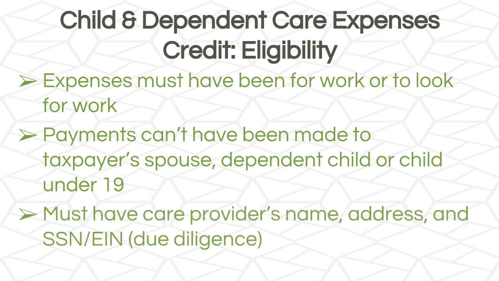The taxpayer must have the care provider's name, address, social security number, or their EIN if they're paying a daycare. Now, tax law only requires that the taxpayer does their due diligence to acquire this information. If the taxpayer cannot secure this information, there is still a way to claim the credit. It's just a little bit more of a process. But if the taxpayer doesn't have the information, feel free to call Save First Leadership and they can lead you through the process of what to do without the info.